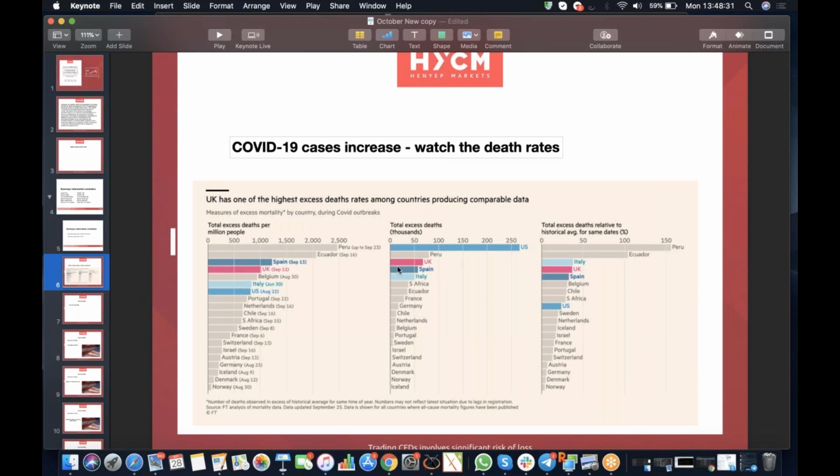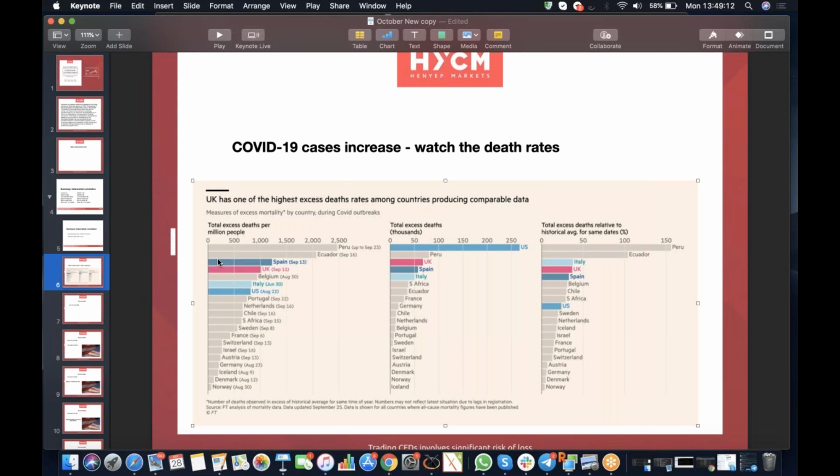The death rates have been relatively low, but the excess deaths are still relatively high compared to the historical average. If you look at the UK, for instance, you can see that deaths are nearly 50% above the normal historic average for deaths around the same dates. And then deaths in Peru are 150% above, 3 times the normal expected death rate. So that is very, very significant.